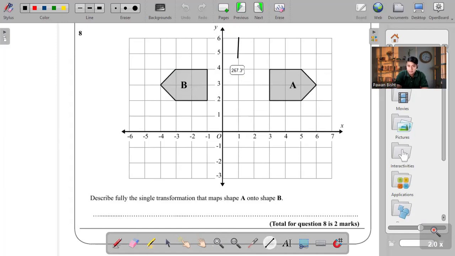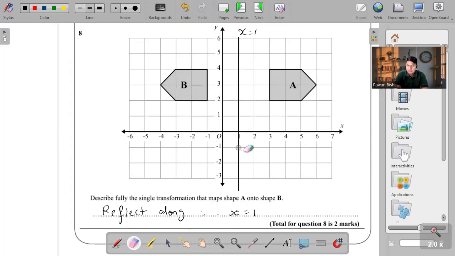So this line, which is passing through 1 on the x-axis, is the mirror line because all coordinates are at equal distance from this line. So this line is x equals 1. So we will say reflection along x equals 1.